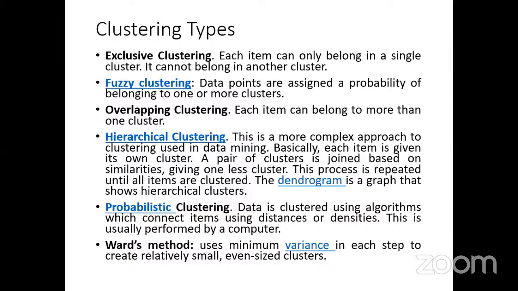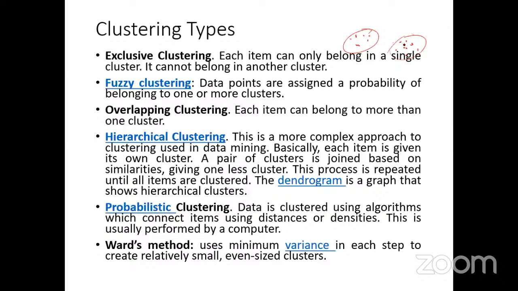When you are talking about exclusive clustering, each item can only belong to a single cluster. It belongs to only one cluster, and it cannot be grouped into another cluster. Let us consider this is your group. It means it is not merged with any others. That's why it's called exclusive clustering. It excludes the other things which are not related to that particular group.